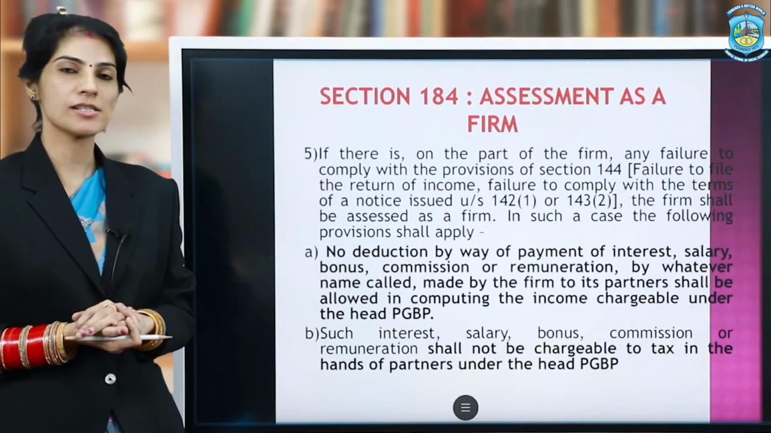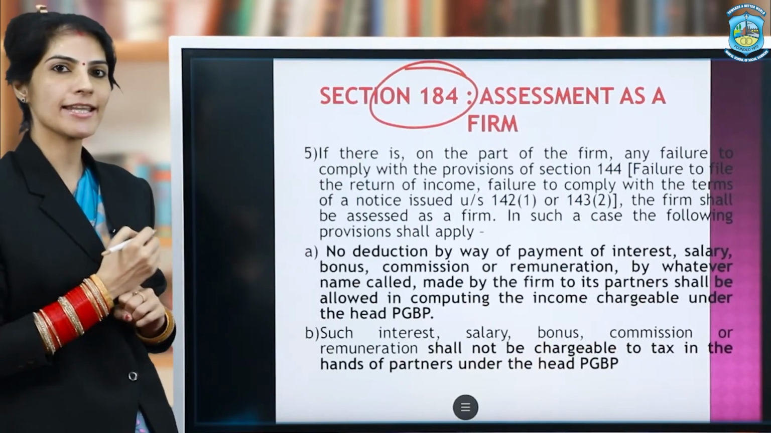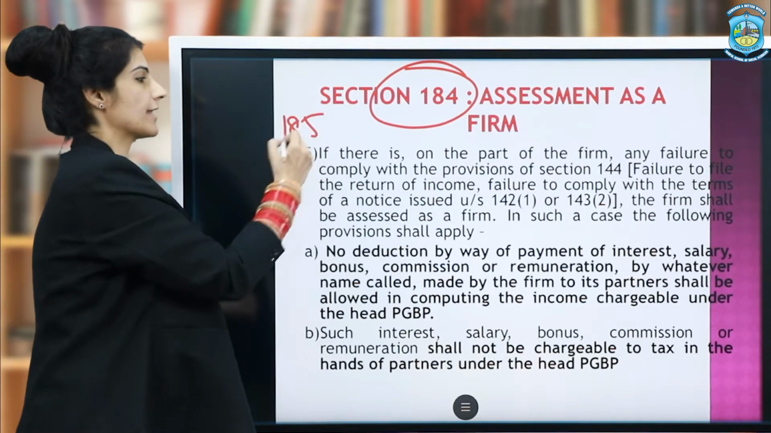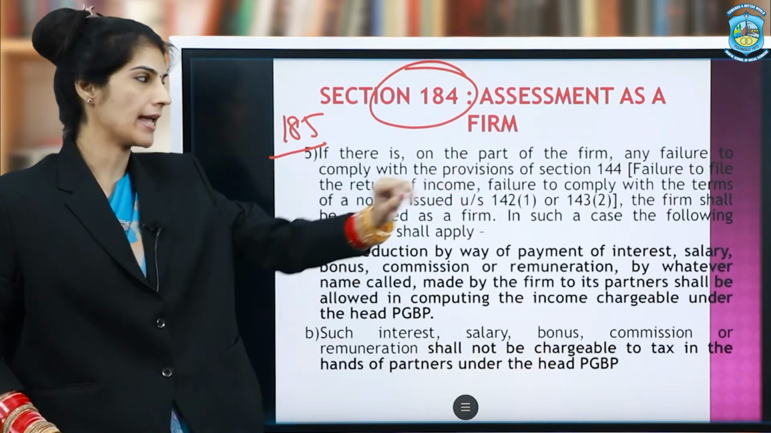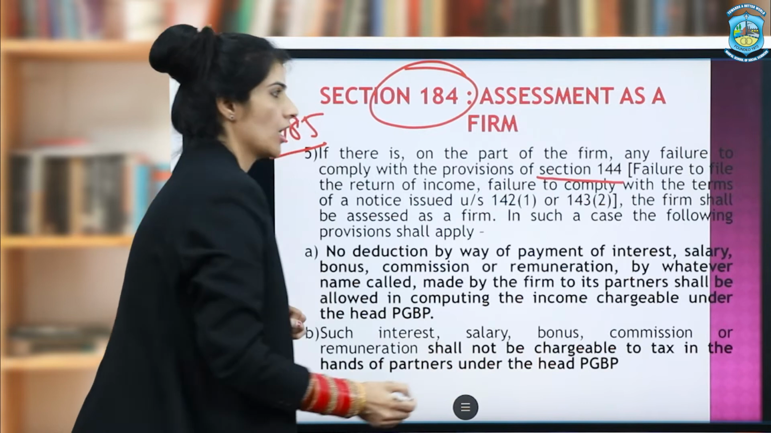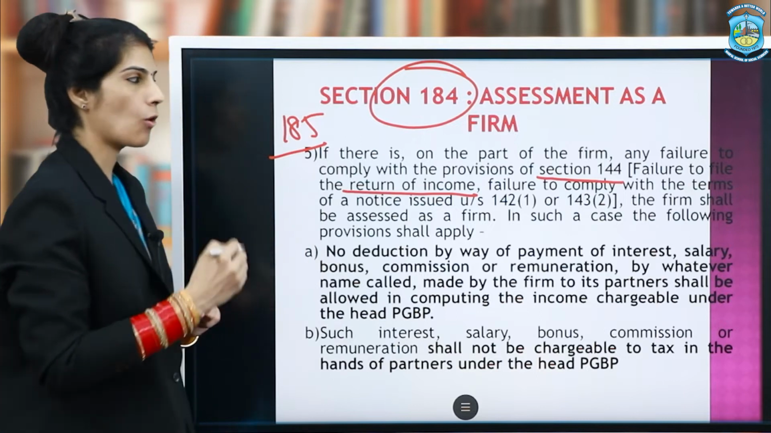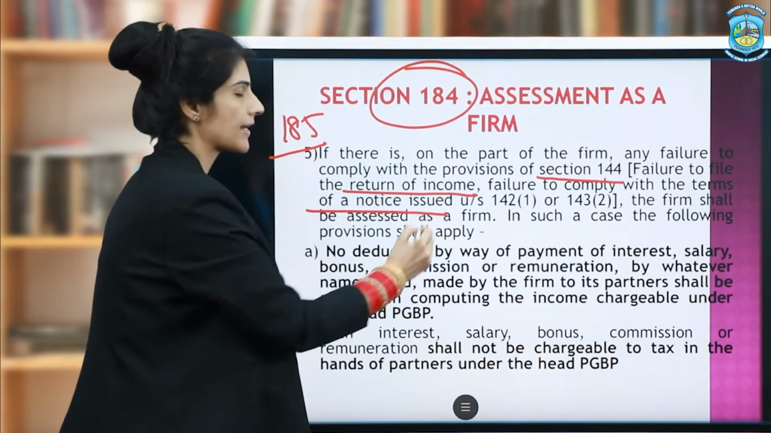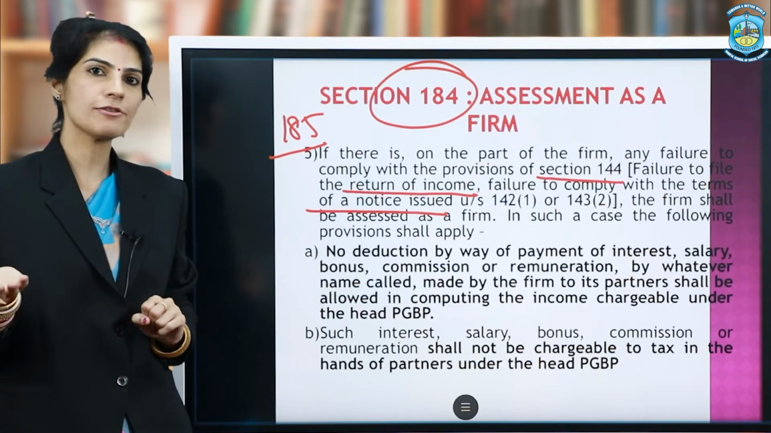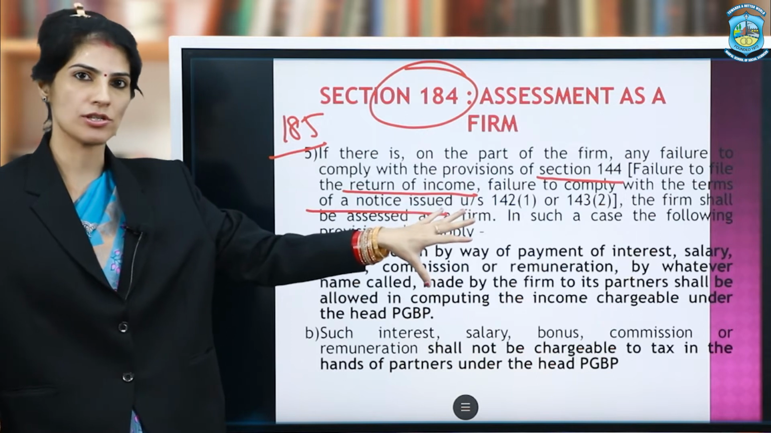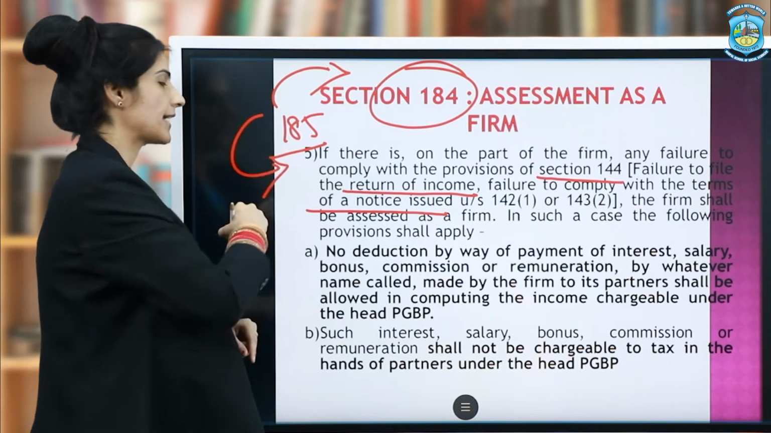Now, what are the conditions when a particular partnership firm is not able to satisfy Section 184 and will fall under Section 185? Now, if a particular partnership firm is not able to comply to Section 144, now what does Section 144 say? It is regarding the filing of the returns and also failure to comply to the notices that are issued under the Income Tax Act 1961. So if a particular partnership firm is not able to comply to these provisions, it will not fall under Section 184 and will fall under Section 185.